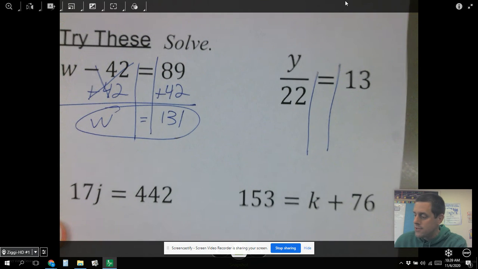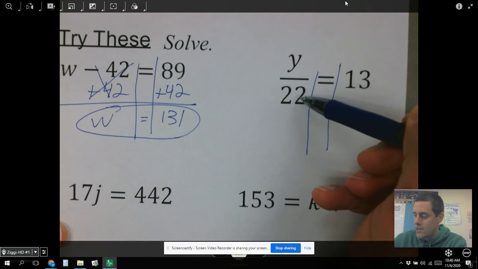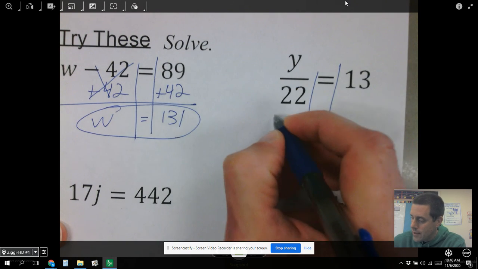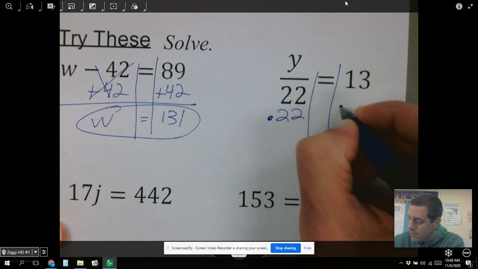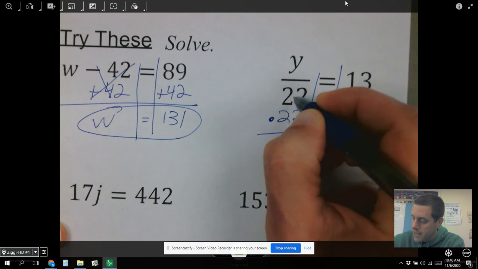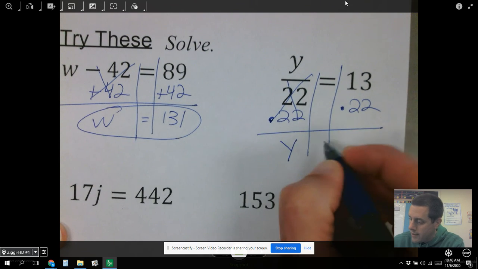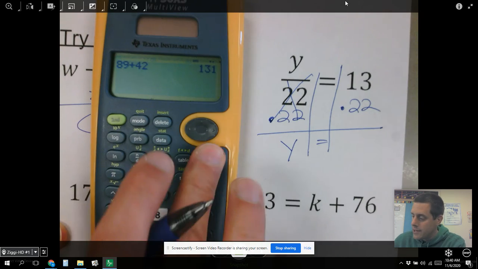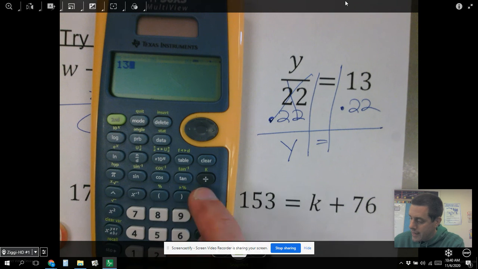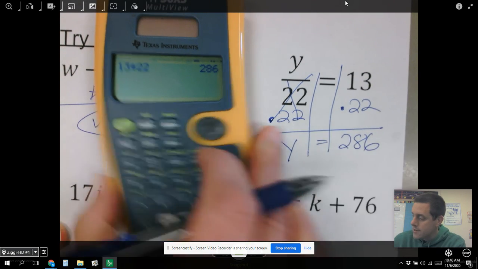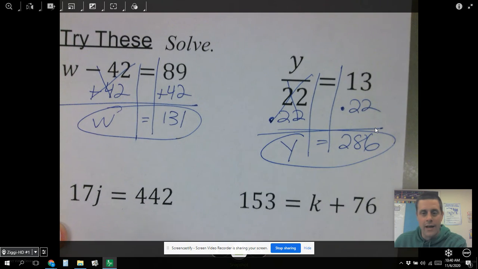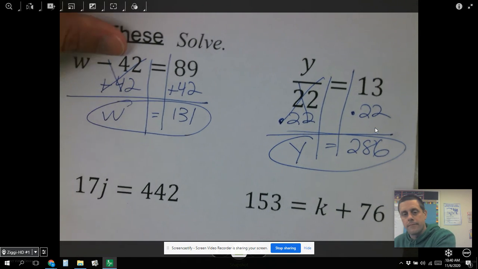All right, number 2, y over 22 equals 13. Split your equation into 2 sides. Y is being divided by 22. The inverse is to multiply by 22. Whatever you do to one side, do the same thing to the other. Multiplicative inverse leaves me with just y equal to, and now a calculation, 13 times 22 gives me 286. This equation is true when y equals 286.